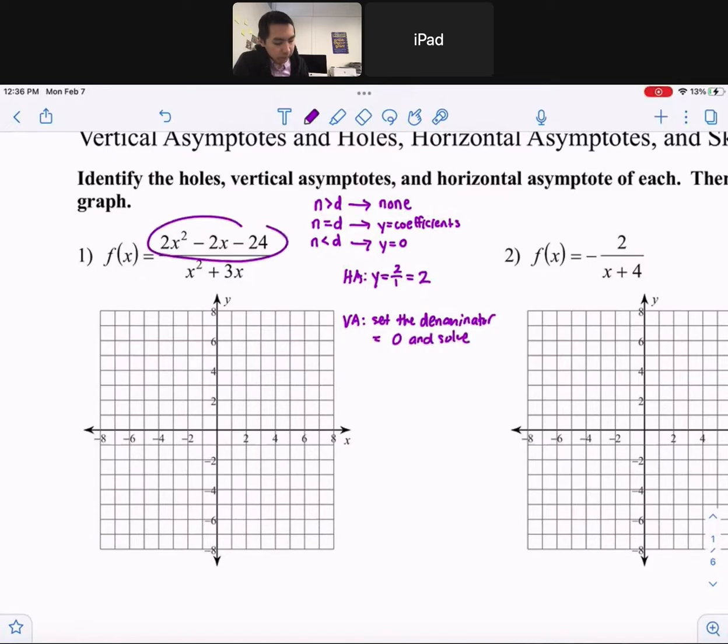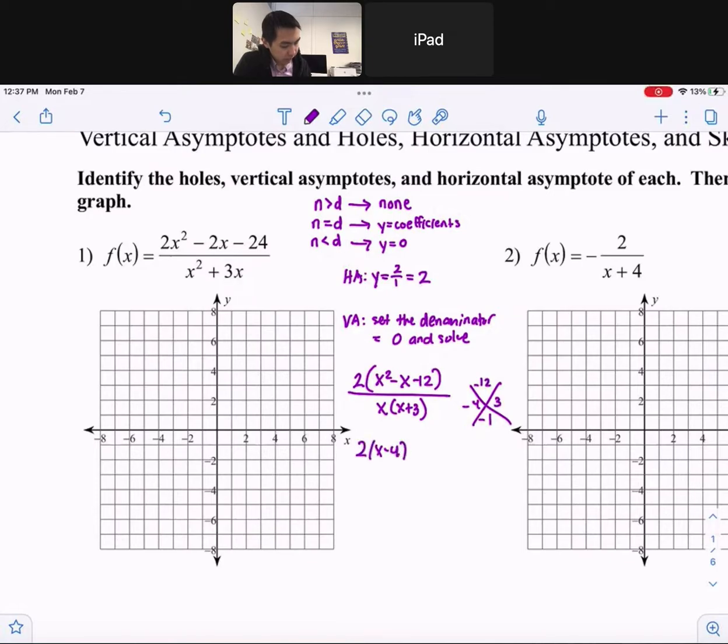So we have to factor the top and the bottom. On the top, you can factor out a 2 from each one, so divide each one by 2. And on the bottom, you can factor out an x. Now on the top, you can factor this part by doing your x method, and you will have x minus 4 and x plus 3.